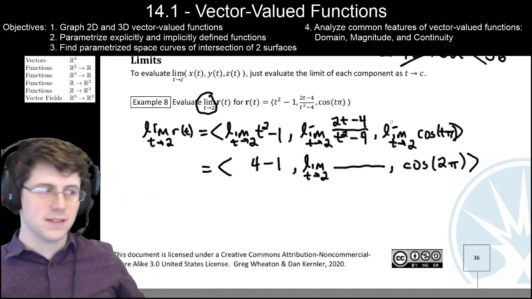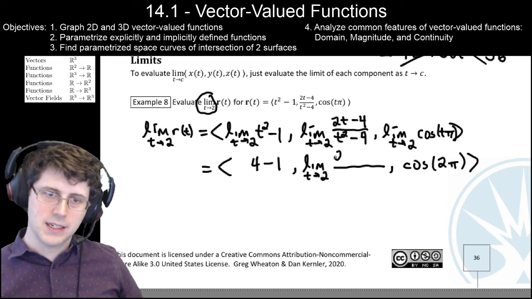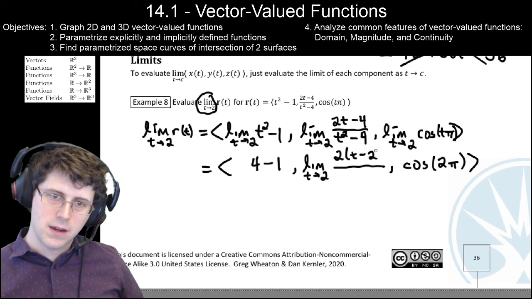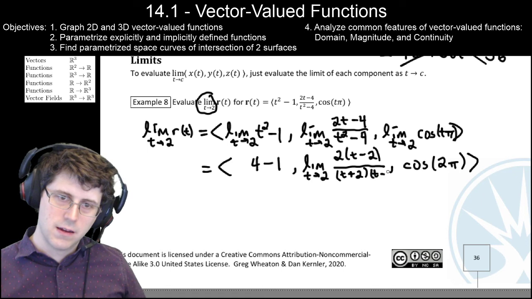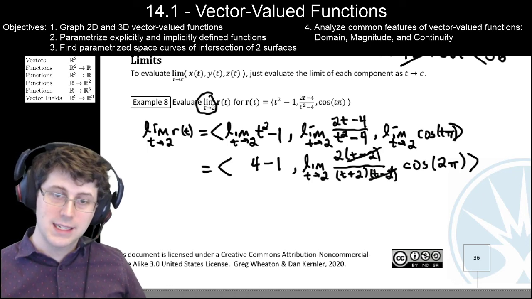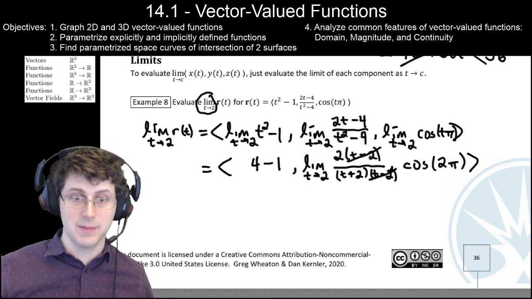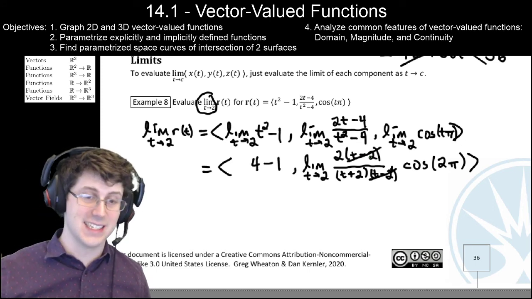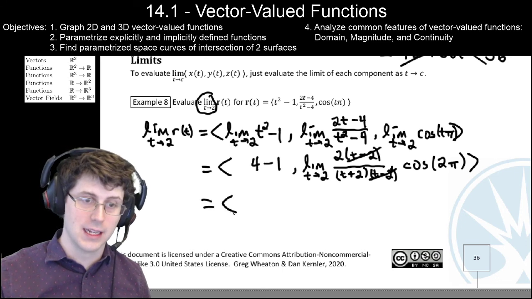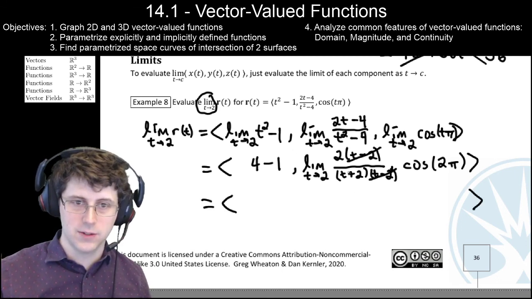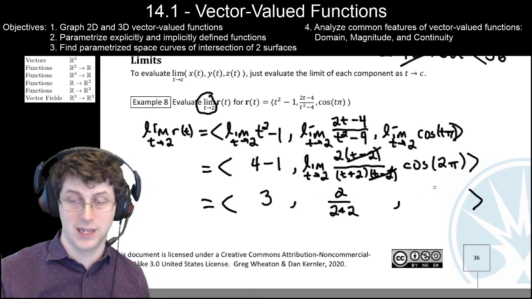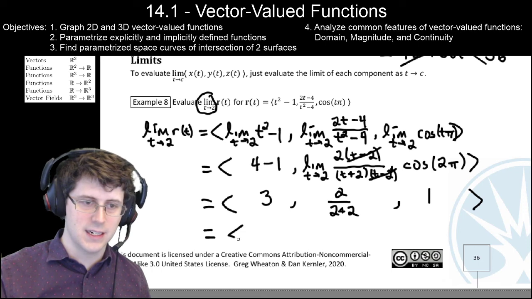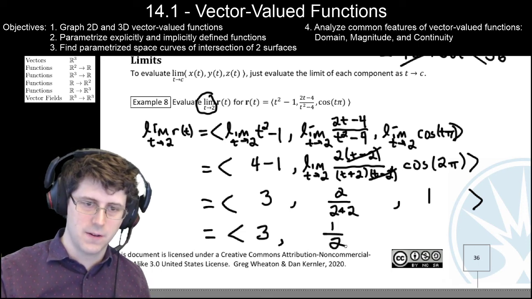Luckily, all this is set up to factor really nicely. So the numerator has a common factor of 2, and the denominator is the difference of squares. Inside the limit, I can cancel these two factors of t minus 2, and now the resulting function is continuous at t equals 2. So now I can plug in t equals 2. I get 2 over 2 plus 2. It's cosine of 2 pi, 1. So my final answer here is 3, 1/2, 1.